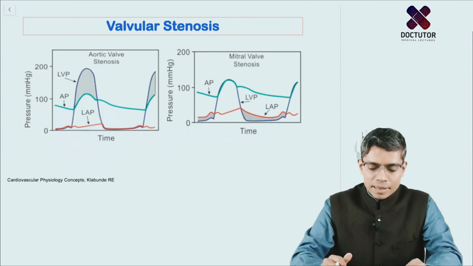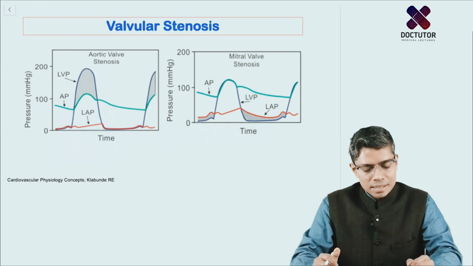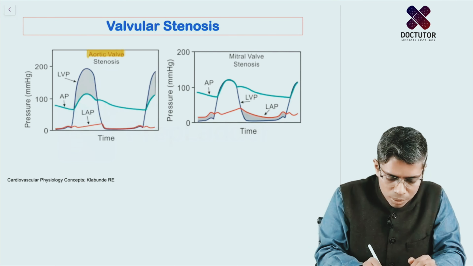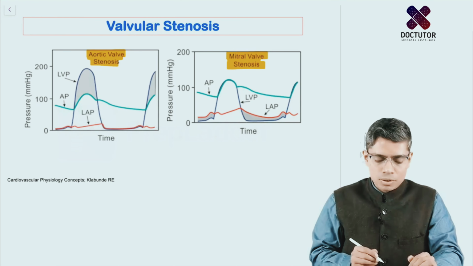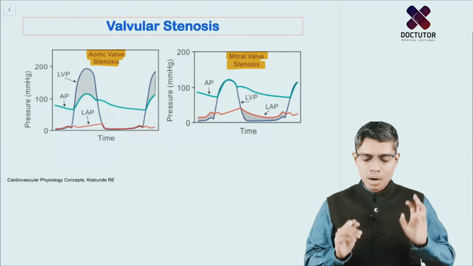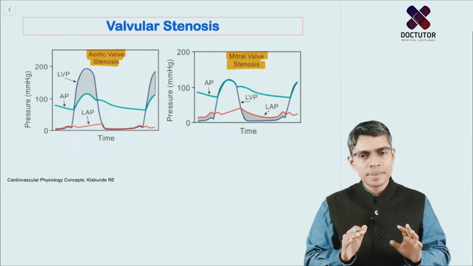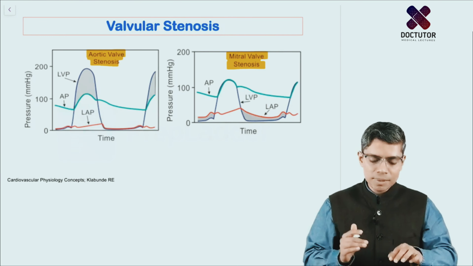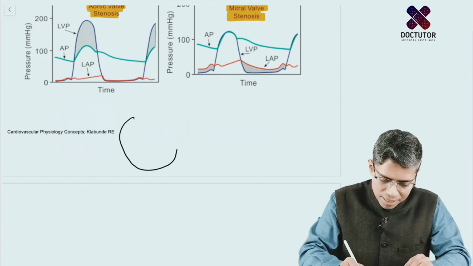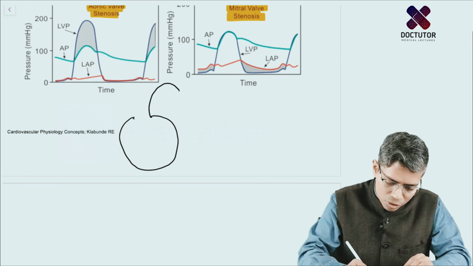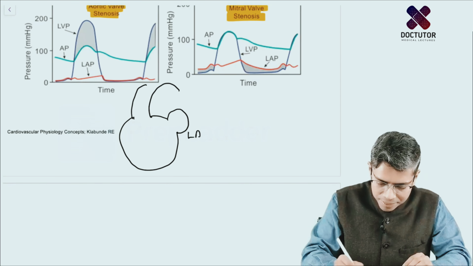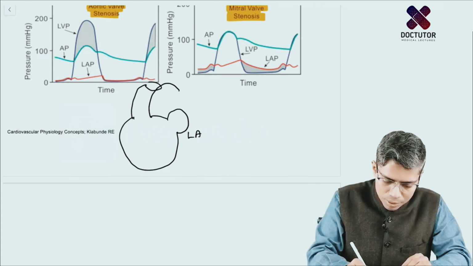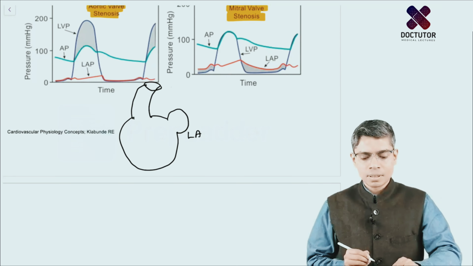Like for example, valvular stenosis. Here you can find out aortic valve stenosis and here mitral valve stenosis. So first, aortic valve stenosis. How to look at this Wiggers diagram and how to diagnose if this is given as an image based question. So this is the ventricle and this is the arch of aorta, and the atrium is here. So this is the left atrium and this is my aorta. I hope you get this diagram.